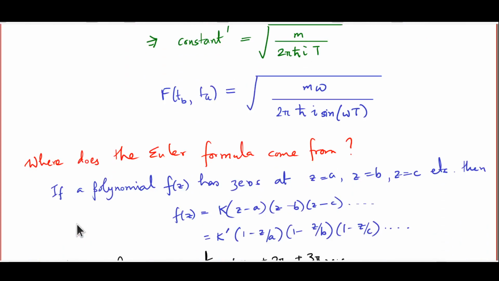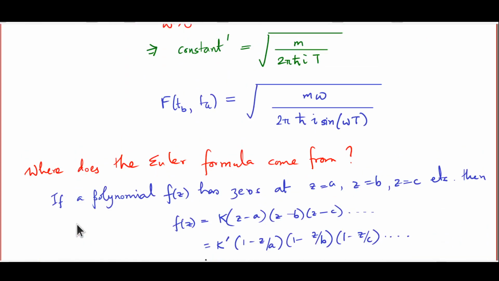So, in order to understand the Euler formula, let us start from a familiar result, that if you have a polynomial f of z which has zeros at z equal to a, b and c, then f of z can be written down as a product of z minus a, z minus b, z minus c and so on with an overall factor capital K. And you can easily rewrite this by absorbing some of these minus a, minus b, minus c factors inside capital K in the following form. f of z will be some constant K prime into 1 minus z by a times 1 minus z by b times 1 minus z by c and so on. Now all this is fine as long as you are dealing with a finite order polynomial.